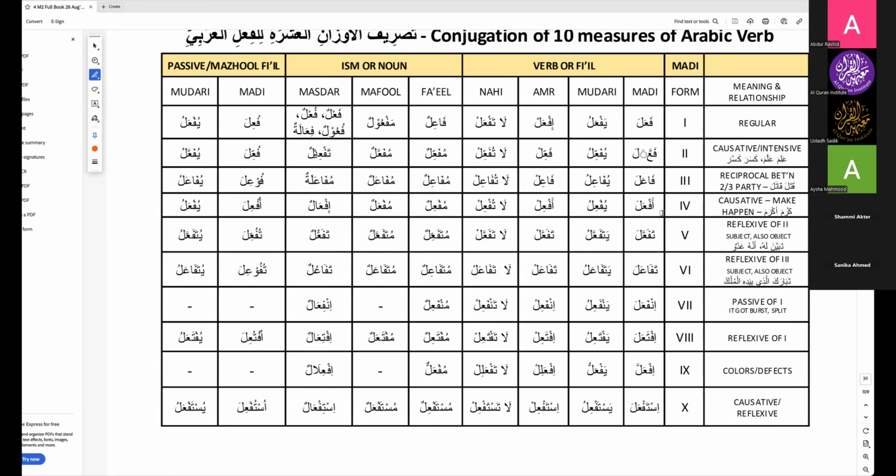Form 4. Now it says af'ala. Again, is causative, makes happen. Af'ala, yuf'ilu, af'il, la tuf'il, muf'ilun, muf'alun, if'alun, uf'ila, yuf'alu.